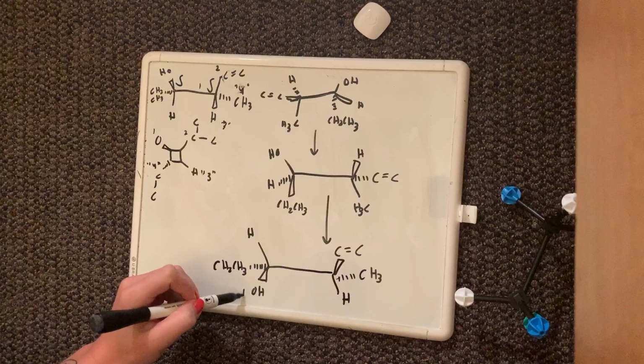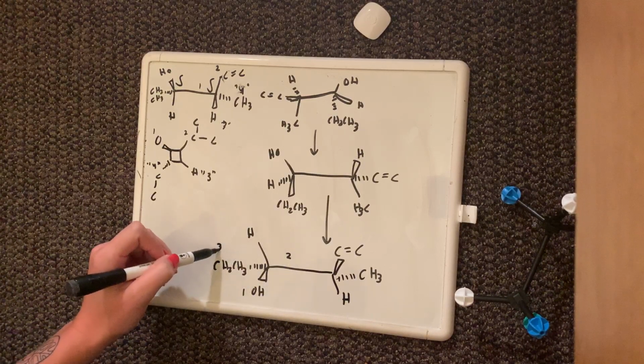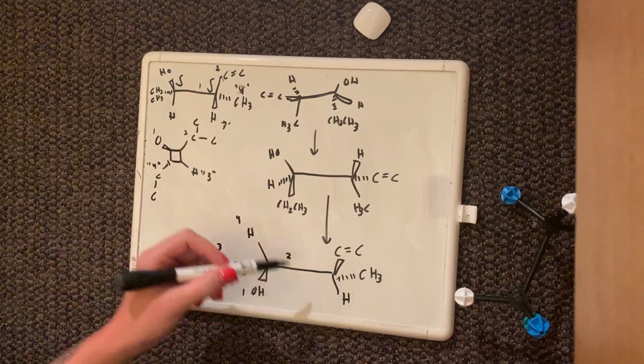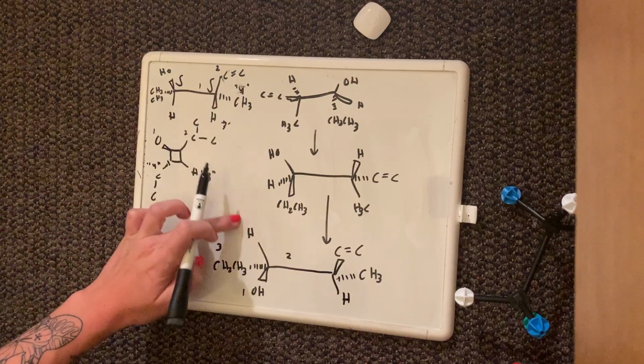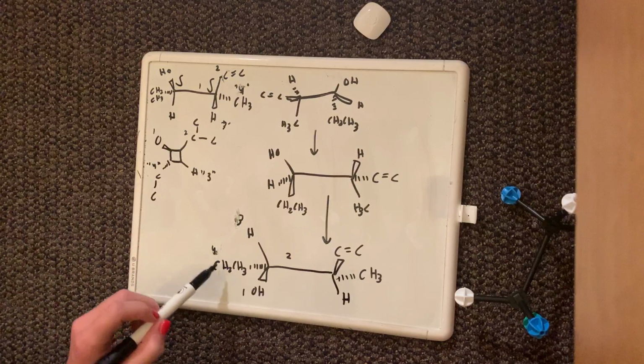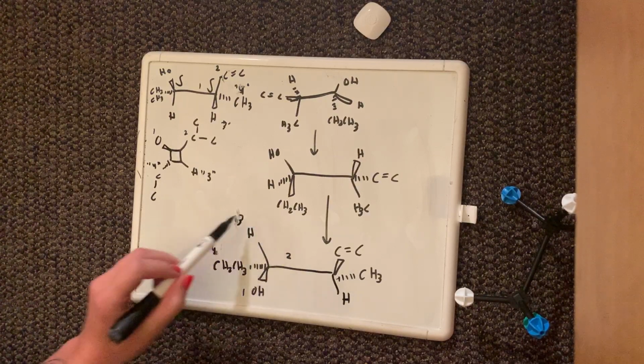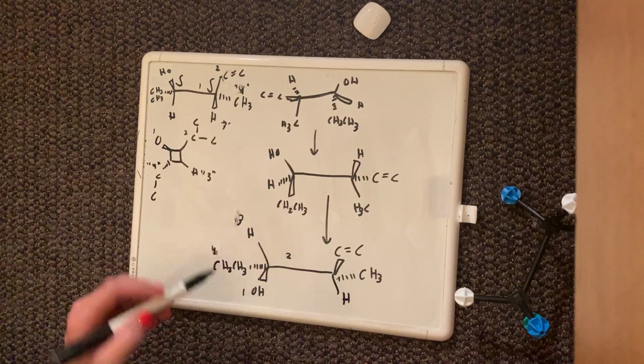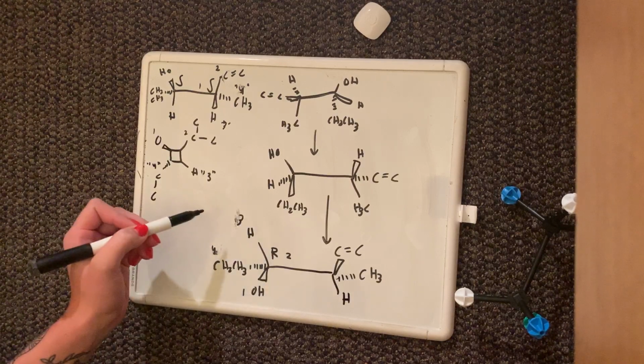So this is going to be a 1, this is going to be a 2, 3, 4. Same exact thing. We're going to switch these. 3, 4. Right now it looks like it's going counterclockwise, but that means that it's actually going clockwise. So it's going to be an R.